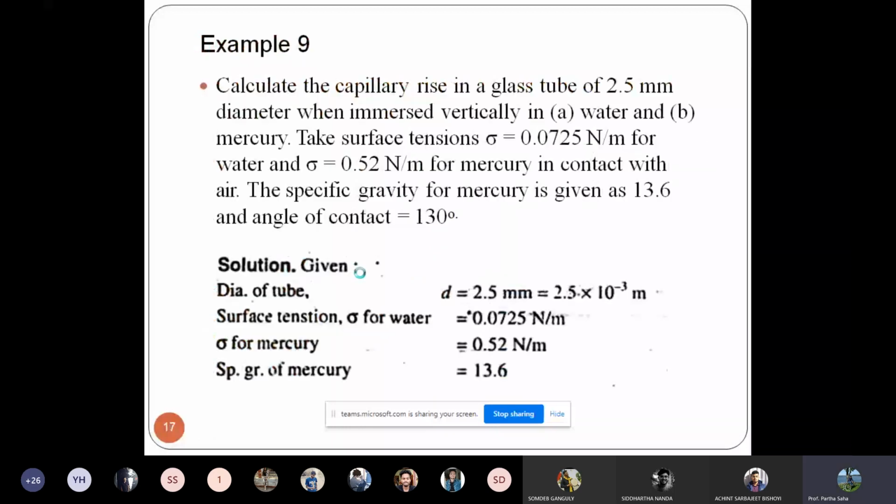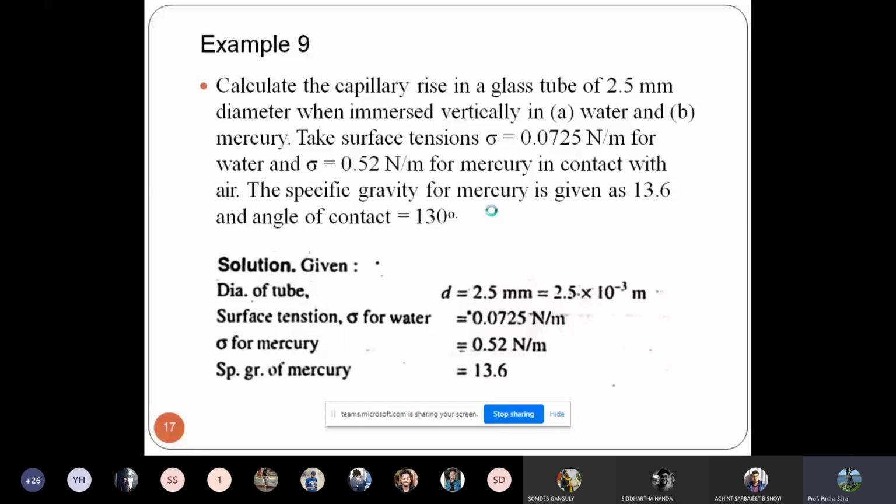Let's look into some practical examples and some numericals. The first one is capillary rise. Calculate the capillary rise in a glass tube of 2.5 millimeter diameter when immersed vertically in water and mercury. All the parameters are given: surface tension 0.075 Newton per meter for water, and sigma given as 0.52 Newton per meter for mercury in contact with air. The specific gravity of mercury is given as 13.6 and the angle of contact is 130°.